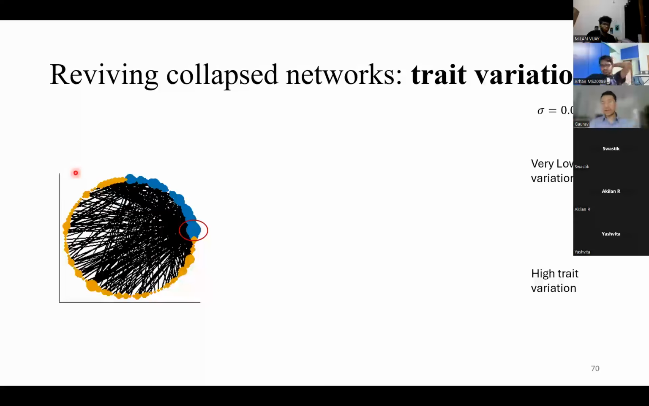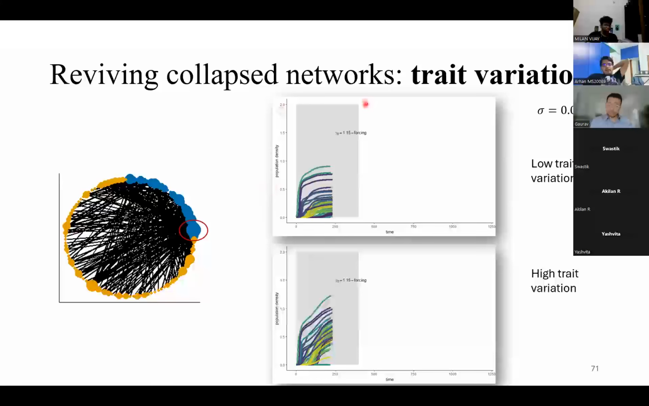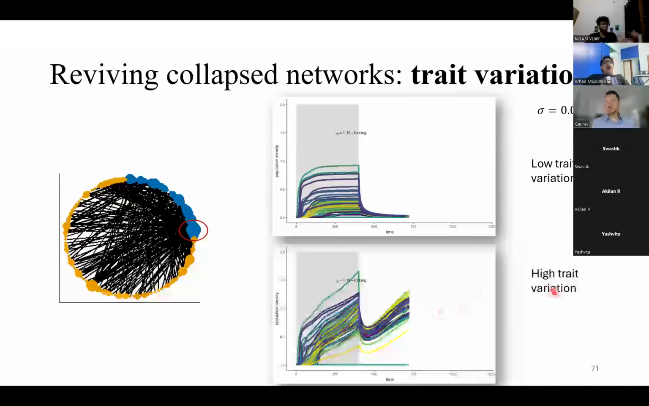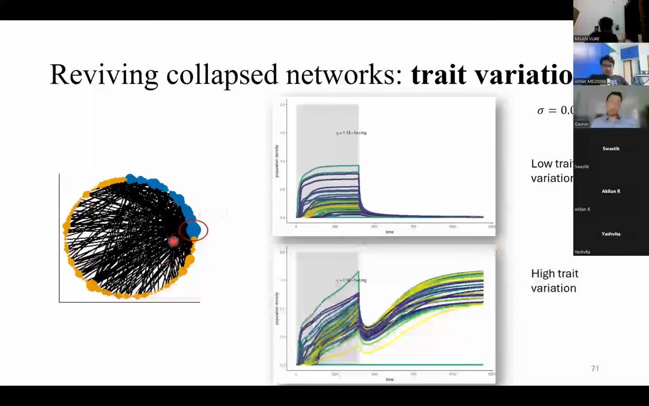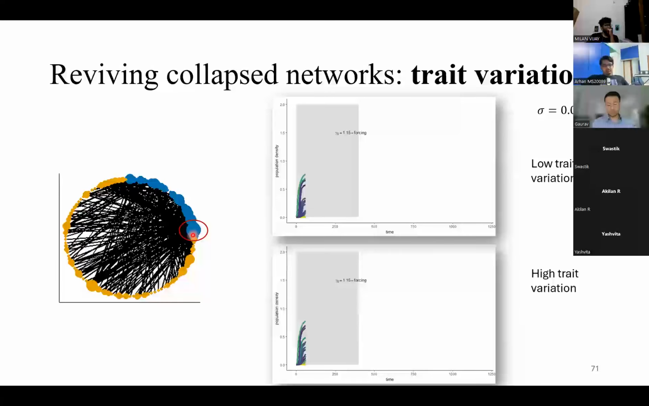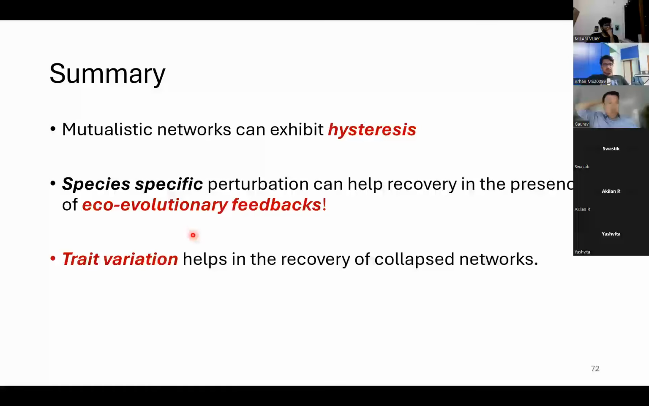Now let's look at low trait variation and high trait variation. When the species are initialized with low trait variation, you do not see a recovery. However, when you have high trait variation, you see a recovery if you perturb only this particular species, and the rest of the species are not perturbed. So to summarize, such networks exhibit hysteresis. However, once such networks collapse, we can use species-specific perturbation, which can help the recovery of such networks. This is possible in the presence of eco-evolutionary feedbacks, and trait variation does help in the recovery process.